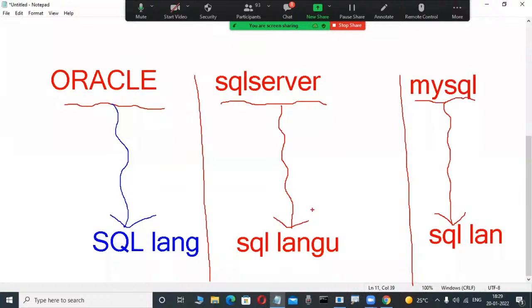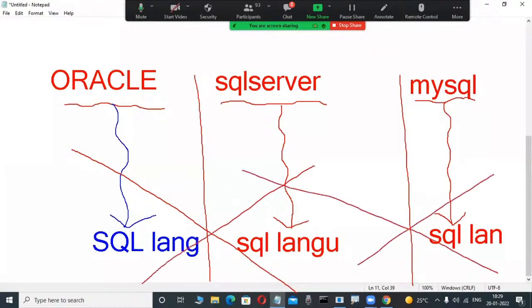Are all these SQL languages the same or different? Very good. In our class, so many fellows are saying they are the same. That is 100% wrong. These SQL languages are different, not the same.